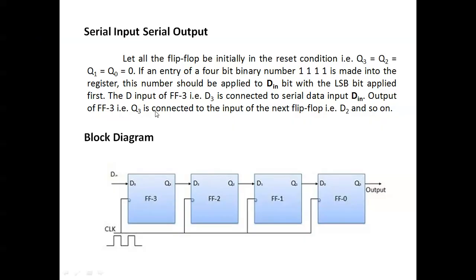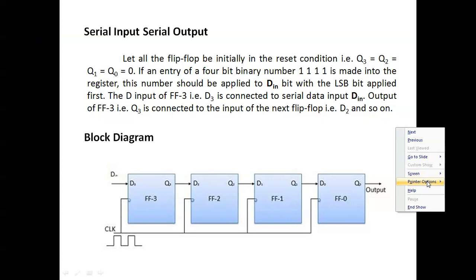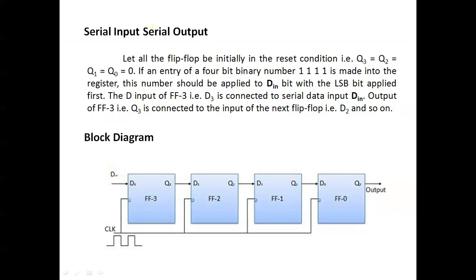So serial input and serial output is the first shift register. First of all, we have to know what is serial and what is parallel. Serial means, if you consider a ticket counter, 10 people are in one counter. So it is like serial. Only one counter is there, but 10 people are in that line.